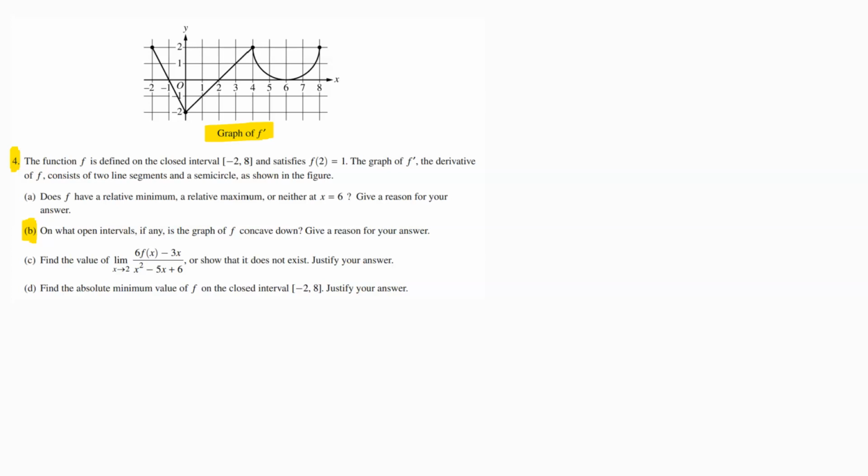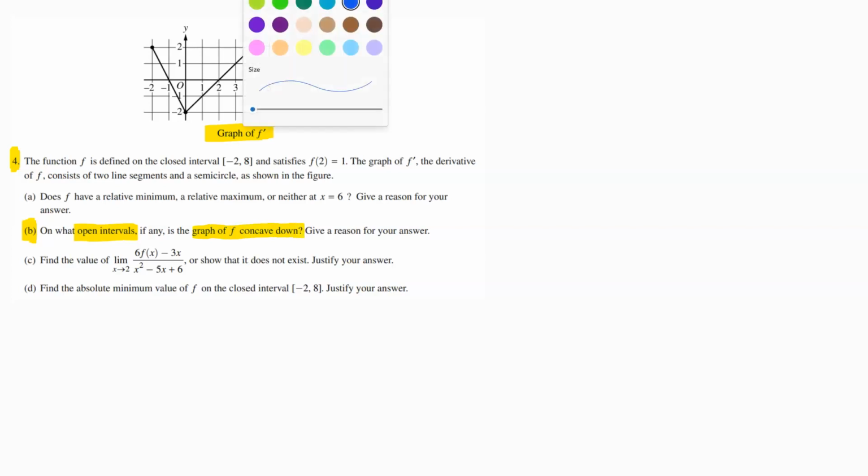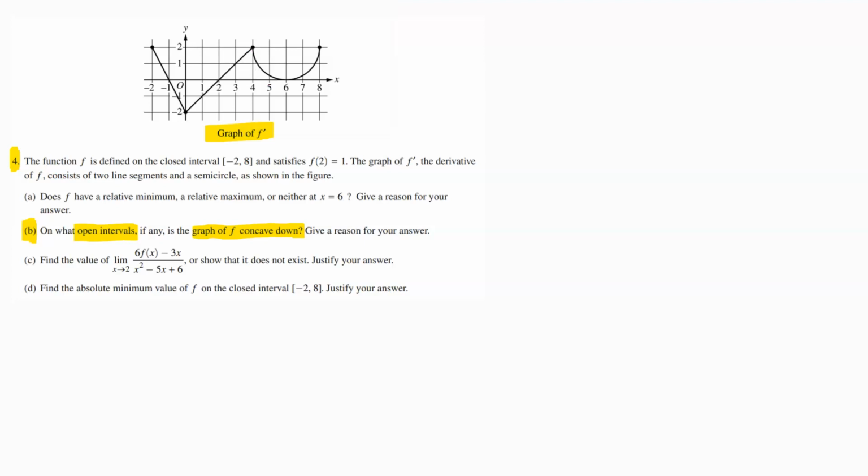Question B is now asking us on what open intervals. So remember, when you give your intervals here, do not put brackets on it. Those are going to be parentheses because it's open intervals. They want to know on what open intervals is the graph of f, the original function, concave down. Concavity is a second derivative game. When we want to know when the graph is concave down, that would be where our second derivative is less than 0, where our second derivative is negative.